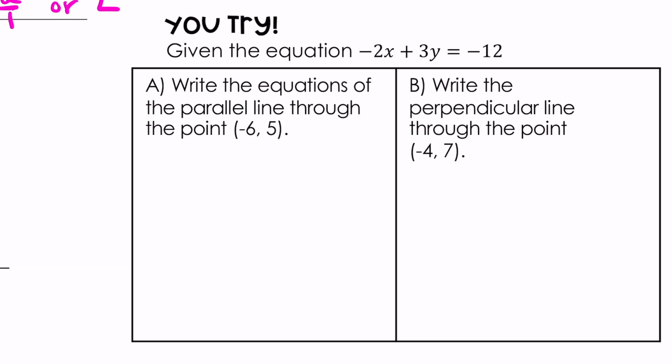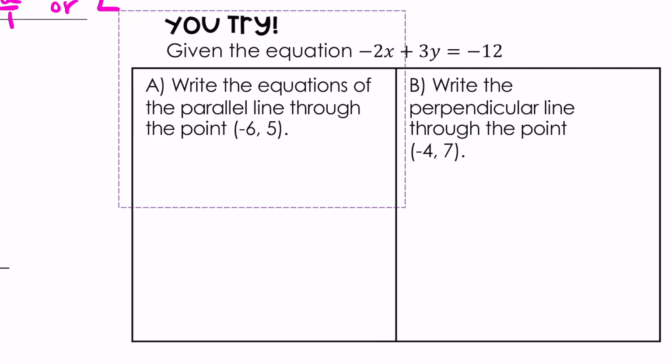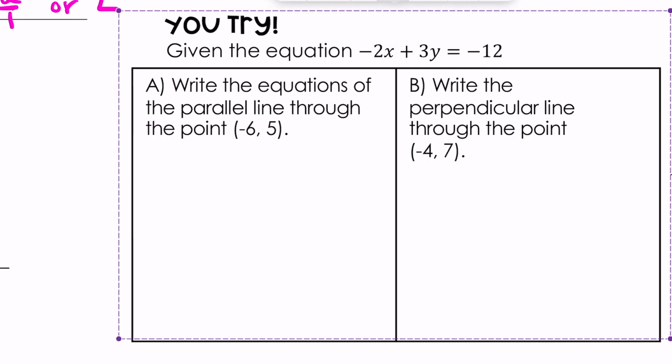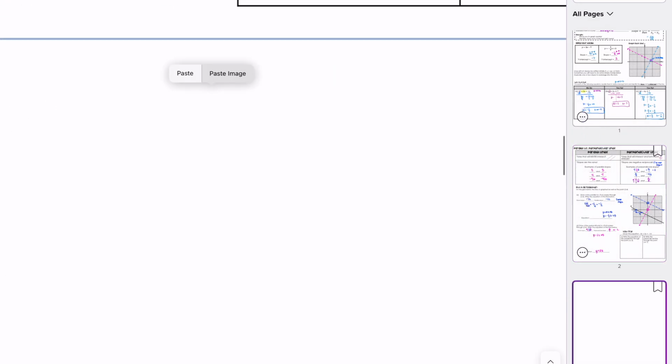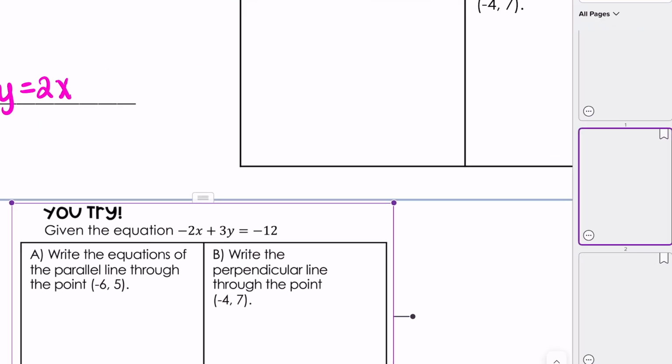Okay, let's look at the you try questions. So it says, given the equation negative 2x plus 3y equals negative 12, we want to write an equation of a line parallel through the point (-6, 5), and we want to write a line perpendicular through the point (-4, 7). So what I'm going to do is first rearrange my equations. I'm also going to give myself some room to do this problem because we were not nice and didn't give you that much room.